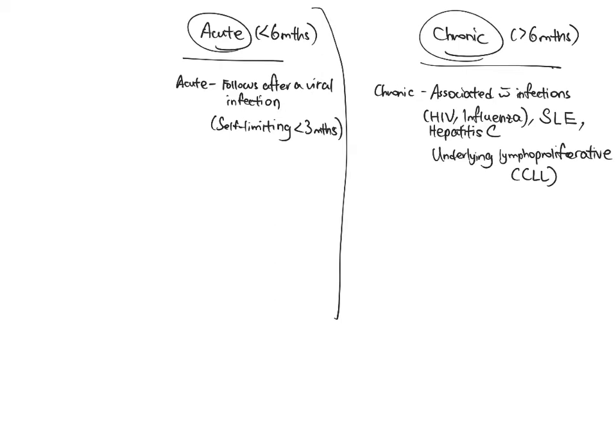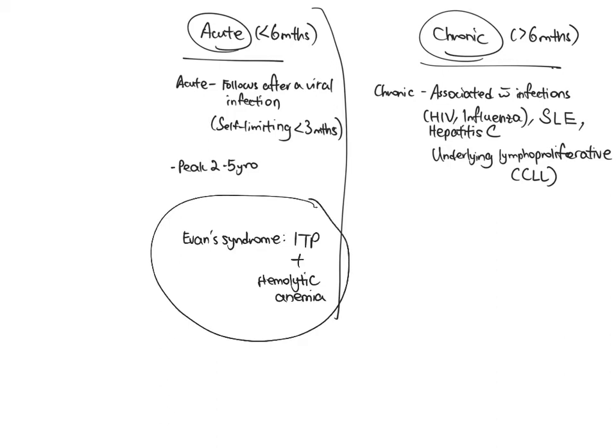It is also important to note that for acute patients, the peak age is about 2 to 5 years old, and generally it tends to be self-resolving, like I mentioned before. So there's also this condition called Evans syndrome, and what Evans syndrome is basically ITP plus hemolytic anemia. So you get lysis of the red blood cells. In addition to that, you also get ITP. So this is a syndrome that involves these two.